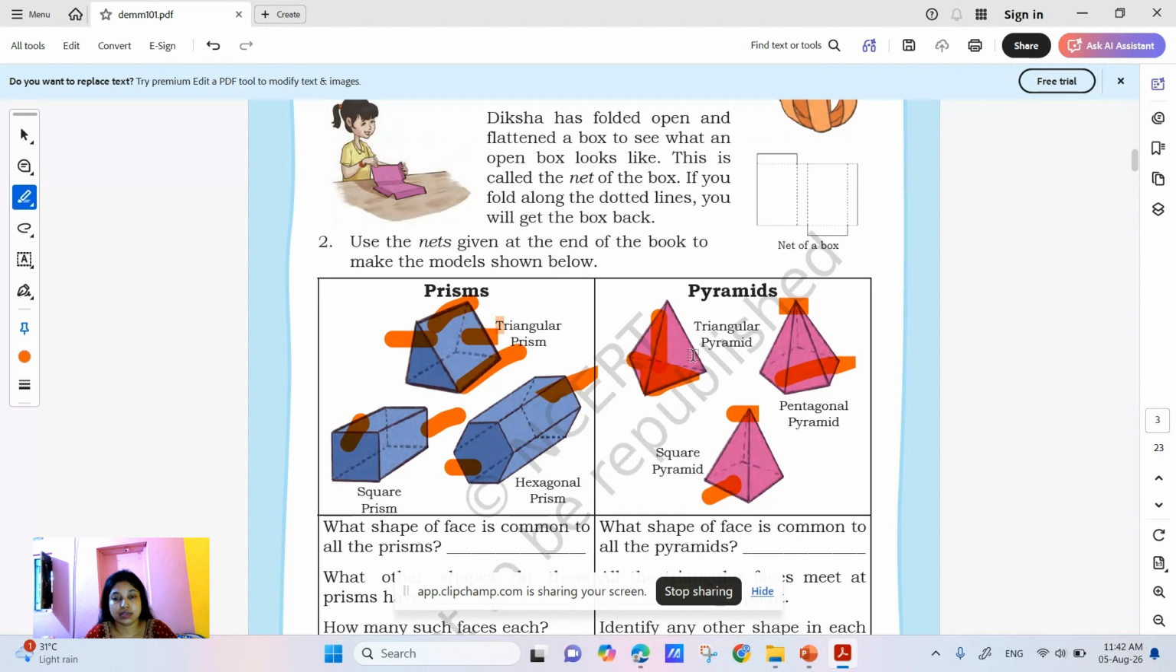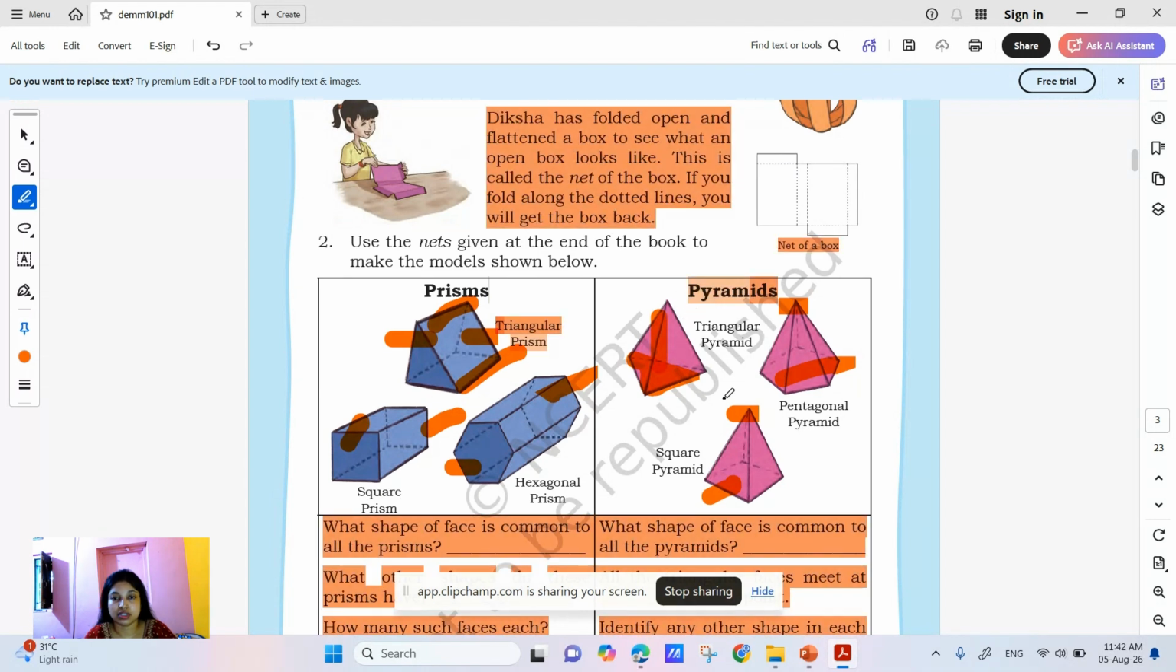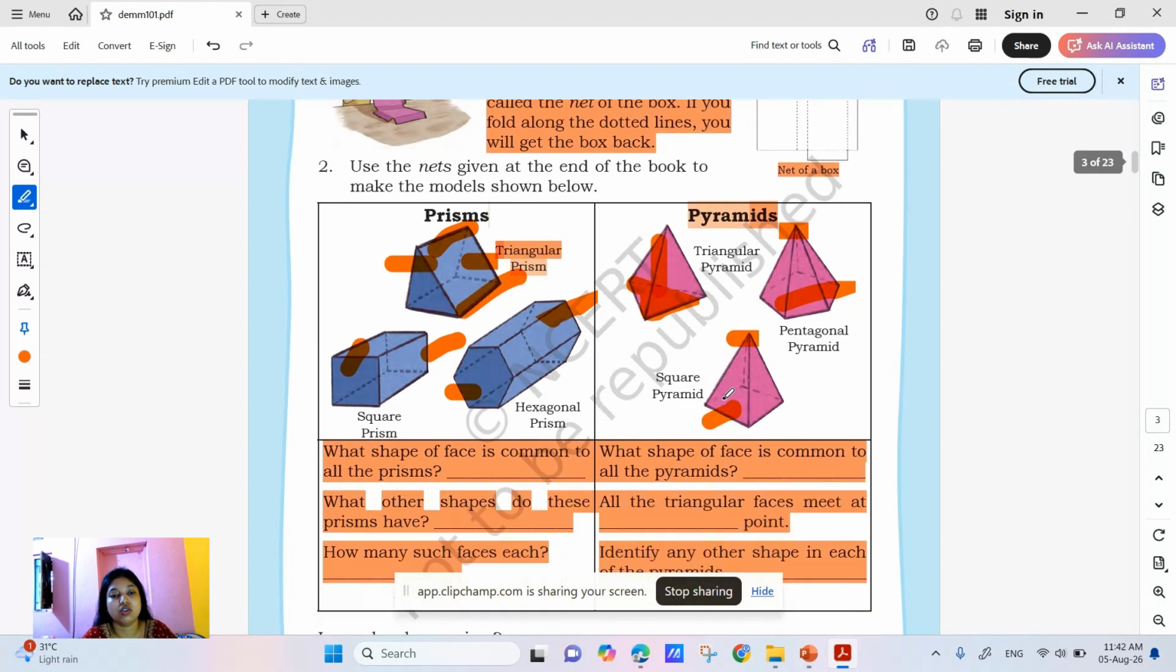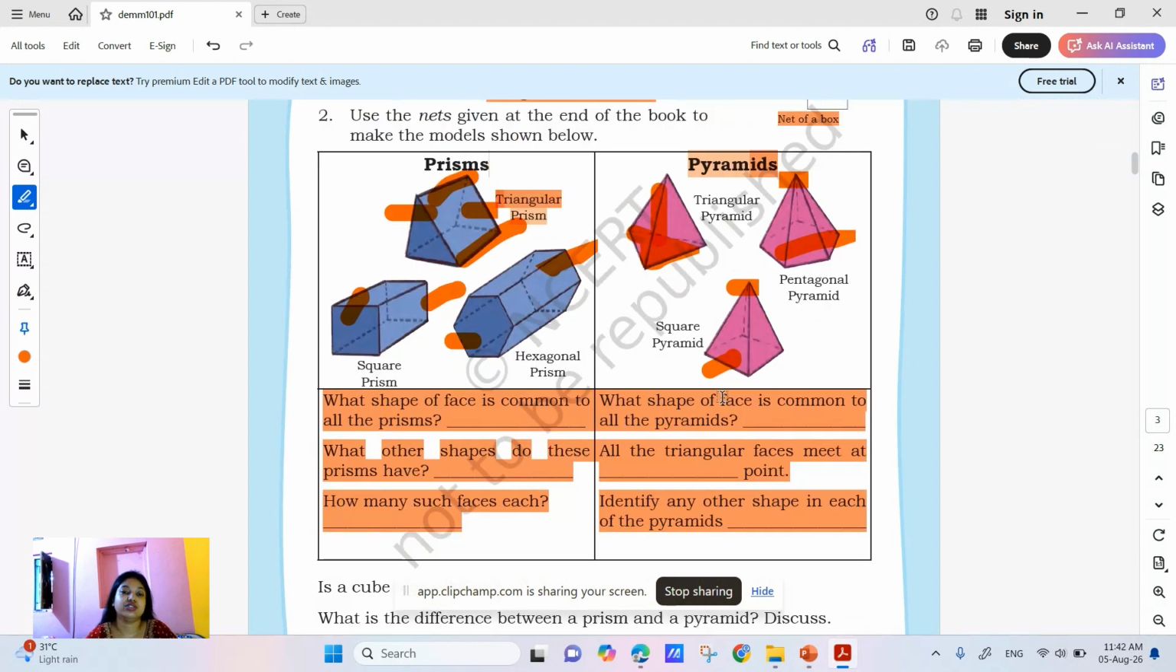But in pyramids, there is only one base and all lines coming from the vertices are joined at a particular point. Okay. So that is about prisms and pyramids. Okay. So what shape of face is common to all prisms? Here we are seeing the rectangular shape is very common. Okay. But here the triangular shape is very common. That means the side faces of a pyramid are always triangular.